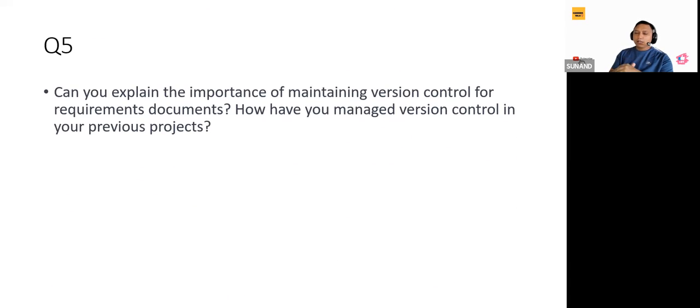Okay, so can you explain the importance of maintaining version control for the requirement documents? It may be tricky for a lot of business analysts if you do not know what version control is. Maintaining version control for requirement documents is a critically important aspect of successful project management. As a BA, let me tell you the importance of this practice, and let me share how I, along with my team members, managed version control in my previous projects.